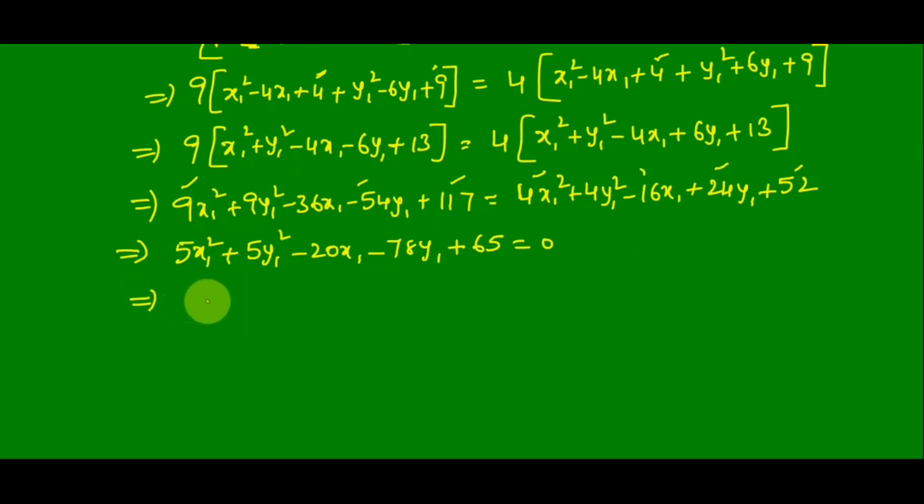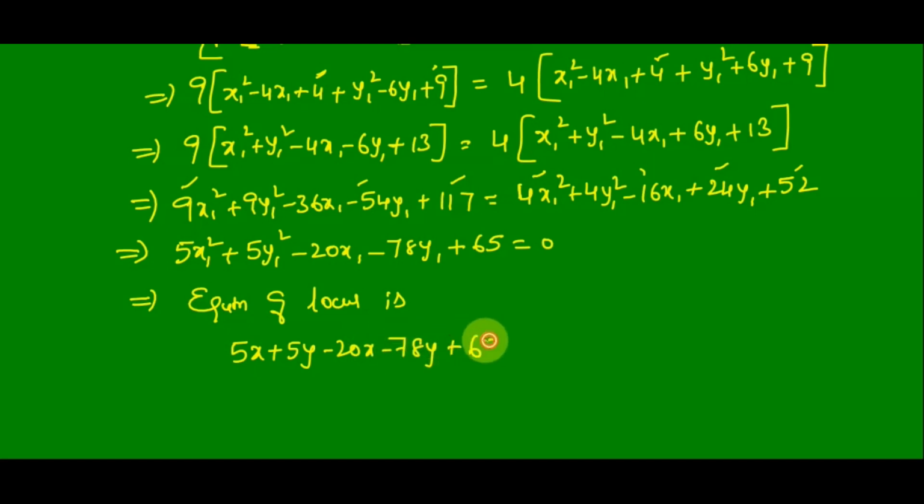So what is the general equation for this? Therefore the equation of locus for this problem is, replace x1 by x and y1 by y. So this will become 5x square plus 5y square minus 20x minus 78y plus 65 is equal to 0. So this is the equation of locus for the given problem.